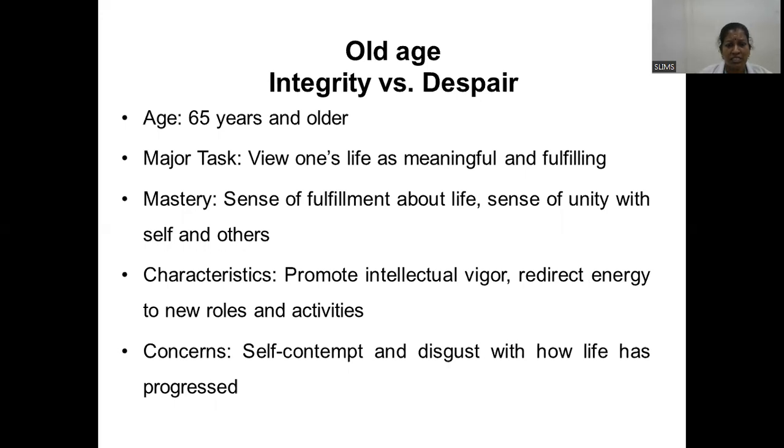So in this integrity versus despair, the age is 65 years and older. The major task is to view one's life as meaningful and fulfilling. They will be fulfilling the life and will be satisfied with the life also. That is the major task, life as meaningful and fulfilling. And then mastery, there is a sense of fulfillment about life, a sense of unity with the self and others. Characteristics: promote intellectual vigor, redirect energy to new roles as well as activities. Concerns: self-acceptance as well as disgust with how life has progressed.